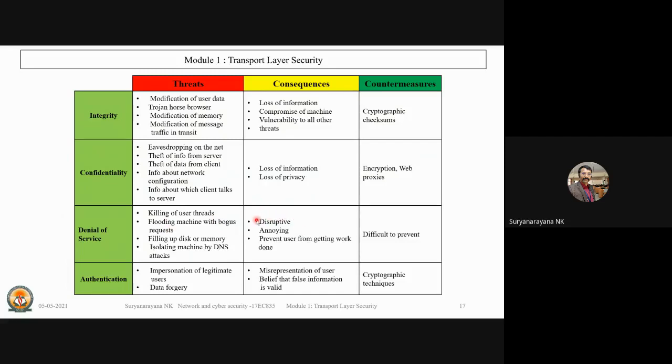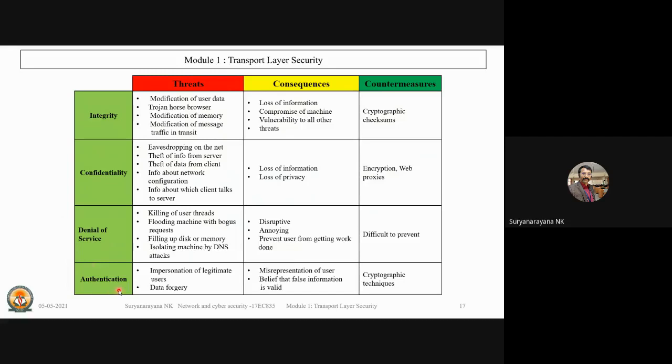The consequences here are disruptive in nature. It is disturbing because if somebody kills the thread and floods the machine with bogus requests, these two are disturbing and disruptive, and they prevent the user from getting the work done. How to avoid this? It is sometimes very difficult to prevent denial of service.